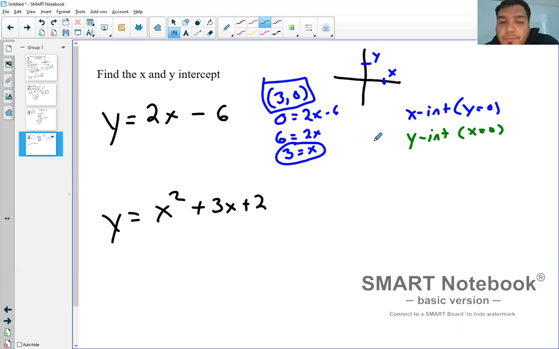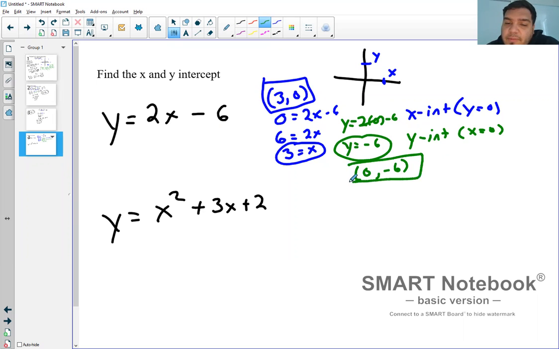The other side is true too. y equals 2 times 0 minus 6. This one's a little bit easier. If you remember, the b value is our y-intercept, and even if you plug it in, y equals negative 6, because 2 times 0 disappears. So y equals negative 6, which means it is at (0, -6). So those are your two intercepts.